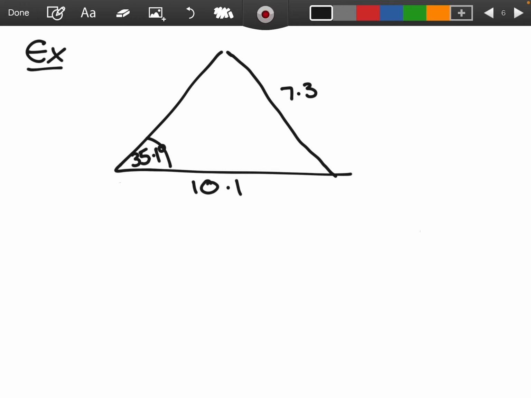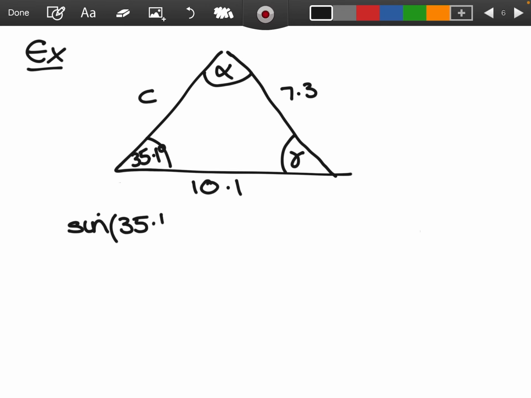35.1 degrees. Okay. So at the moment, I don't know this angle. We'll call it alpha. I'll call this gamma, and we'll call this C. Okay. So I need to find alpha, gamma, and the side C. So let's go ahead and do the law of sines.